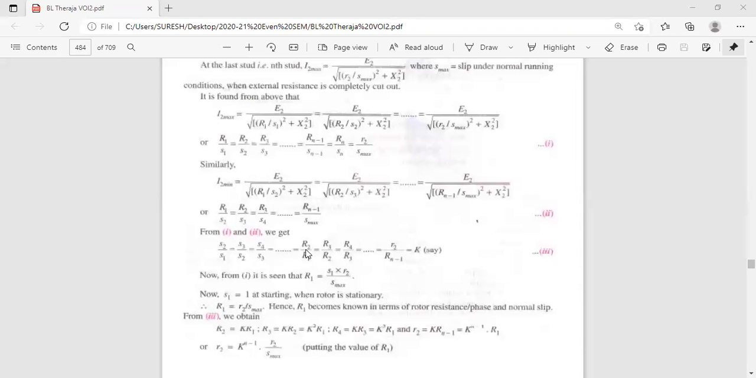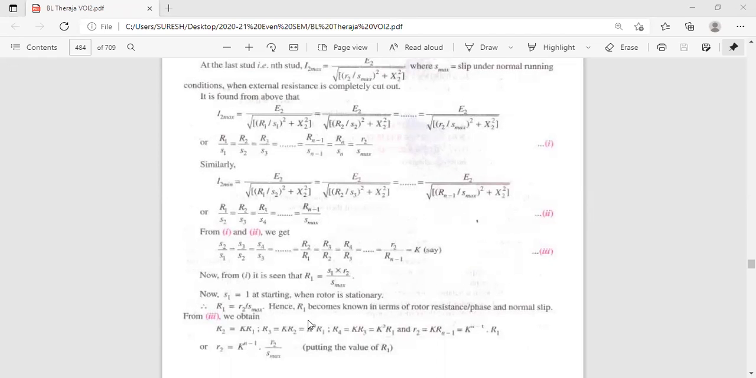Now, from this equation, R2 by R1 is equal to K. What is R2? R2 is equal to K into R1. R3 by R2 is equal to K. What is R3? R3 is equal to K into R2. But R2 is K into R1. Substitute K into R1 in place of R2. Now what will you get? K square R1. R3 is equal to K square R1.